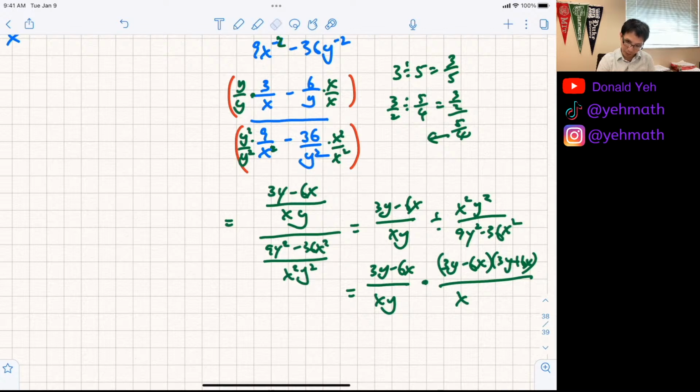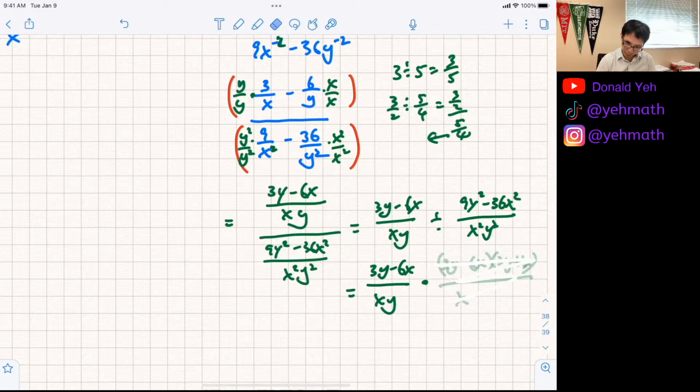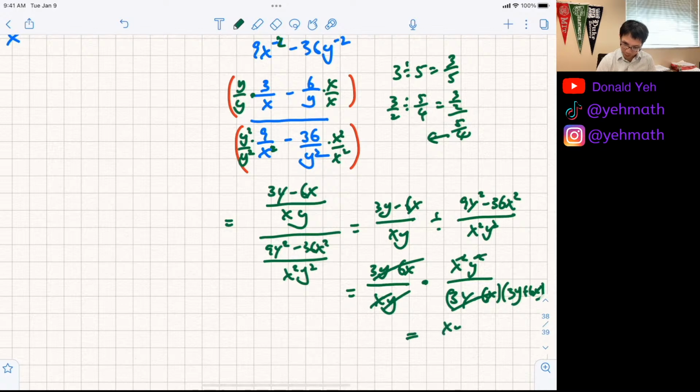I divided wrong. This one should be divided the other way. So it's divided by 9y squared minus 36x squared over x squared y squared. And then this part is going to be flipped to the top, over 9y squared minus... well, that can be factored. So it'll be 3y minus 6x and 3y plus 6x. And then this will cancel out, this will cancel out, this will cancel out. It will actually end up with xy over 3y plus 6x.